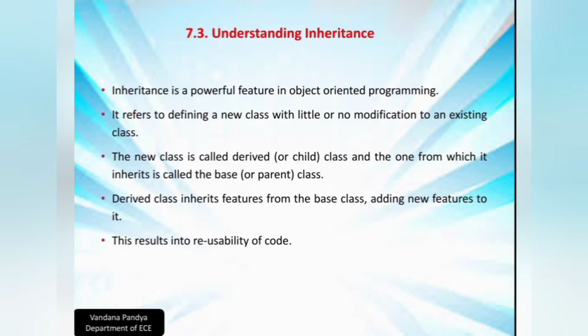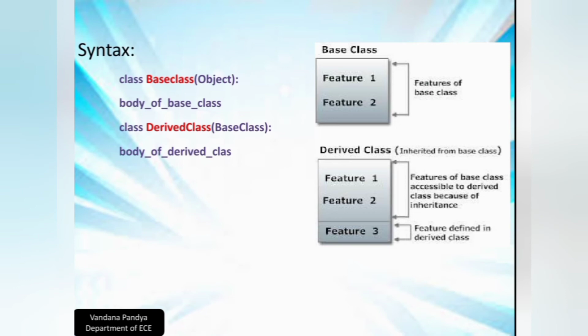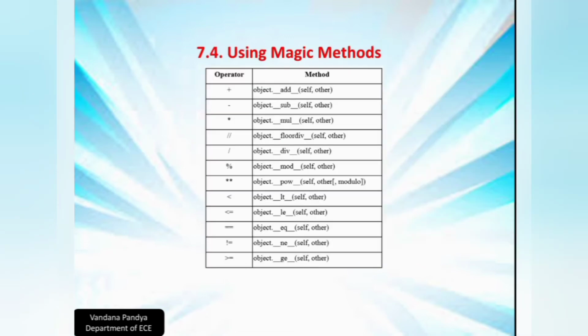Inheritance is a powerful feature in OOP. It refers to defining a new class with little or no modification to an existing class. Syntax of the same is shown on screen. The figure shows an example of base class and derived class. Python has a special feature of magic methods. They are listed as shown.